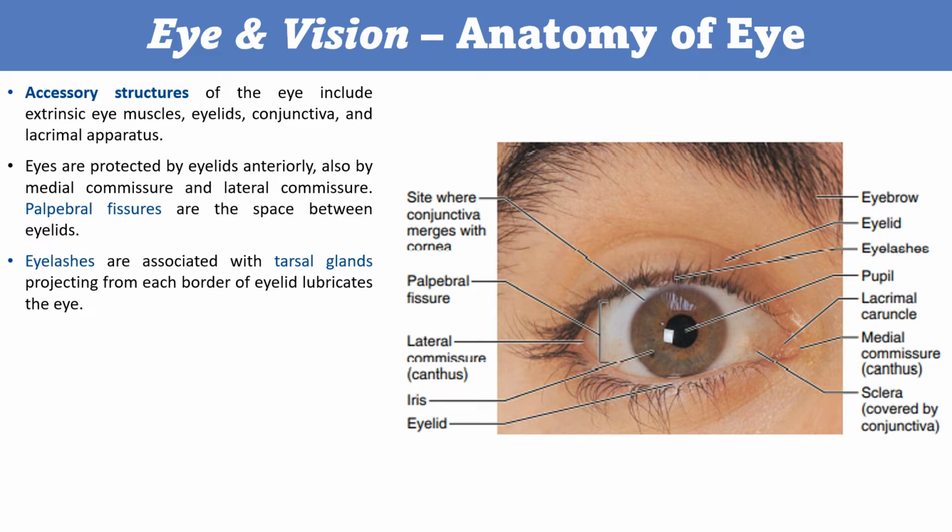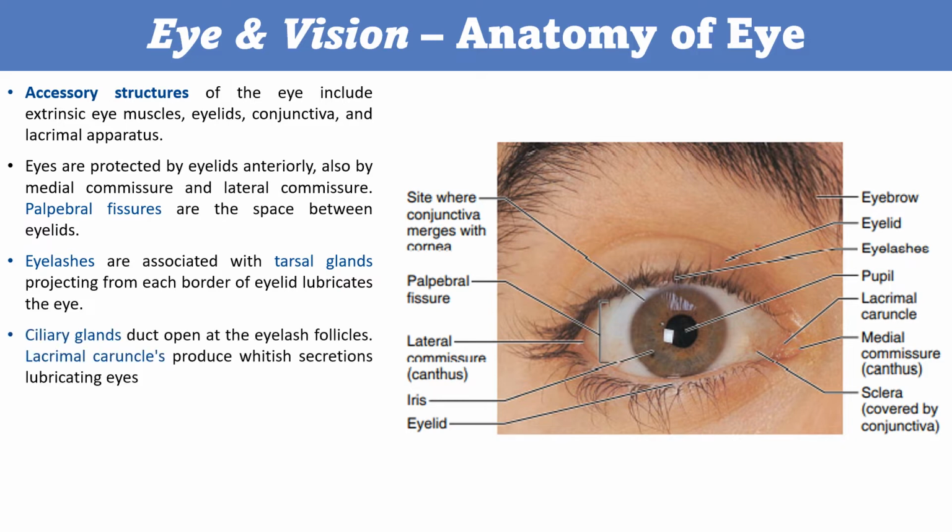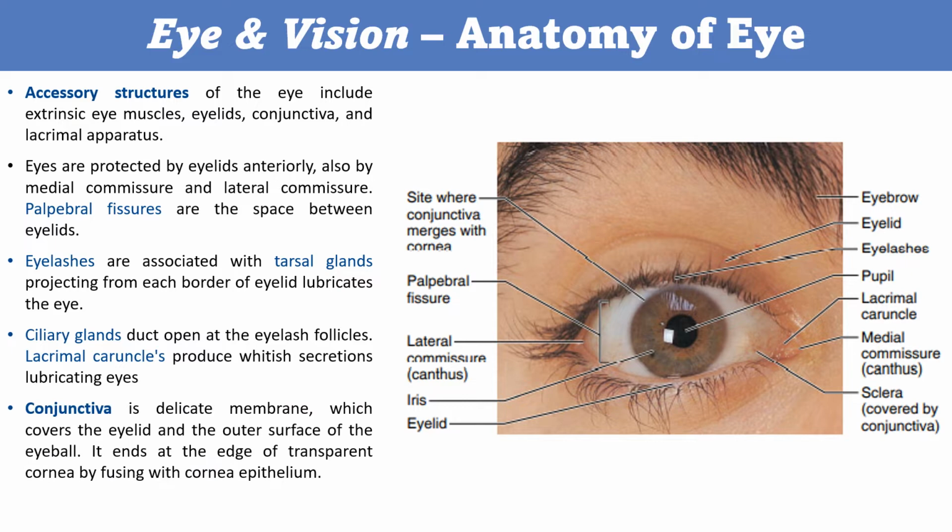Eyelashes are associated with tarsal glands projecting from each border of the eyelid, which lubricate the eye. Ciliary gland ducts open at the eyelash follicles, and lacrimal caruncles produce a whitish secretion, lubricating the eye. The conjunctiva is a delicate membrane which covers the eyelid and the outer surface of the eyeball. It ends at the edge of the transparent cornea by fusing with the corneal epithelium.